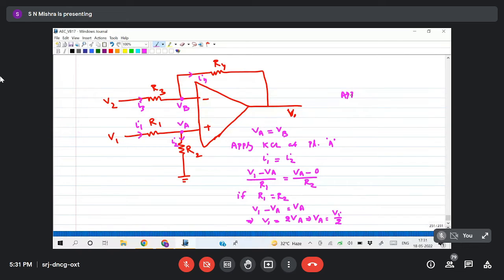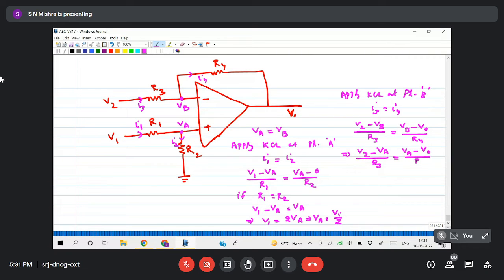So apply KCL at point B. So I3 equals I4. What is I3? (V2 minus VB) divided by R3. I4 equals (VB minus V0) by R4. VA equals VB, so I can replace there. So (V2 minus VA) divided by R3 equals (VA minus V0) by R4, because VA equals VB.